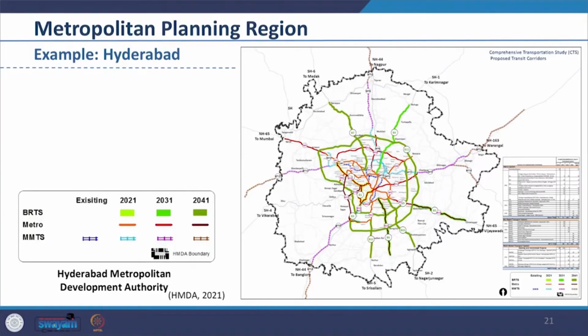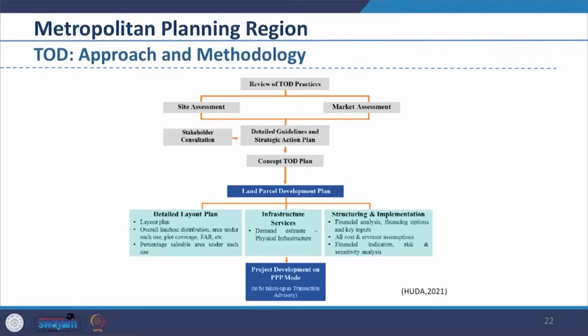HMDA conceived transit-oriented development in compatibility with the master plan. An integrated transit network was proposed with the focus to integrate employment generating nodes with the transit network. Influence zones along the transit network were identified and detailed development control rules, FAR and land use in such areas were decided. We look at the approach and methodology which they adopted.